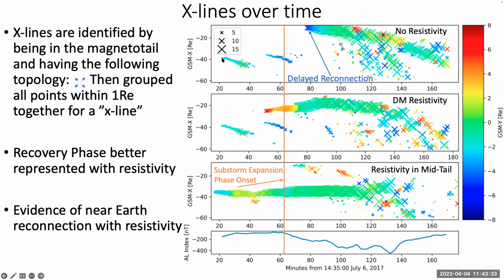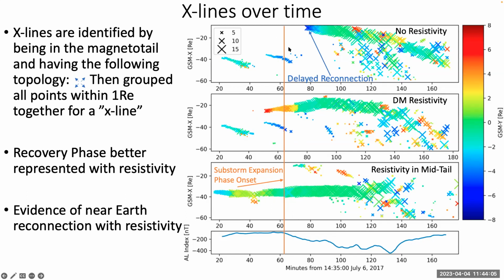If there's no resistivity there, they just sort of peter out. If there's resistivity there or nearby, that X line sort of takes over. It becomes very extended in the dawn-dusk direction. Here, it's light blue, so it's off the midnight, but it sort of shifts to the midnight and dominates the whole tail. And you have this huge X line that's reconnecting by the time the substorm onsets. But if you don't have resistivity there, that doesn't happen.